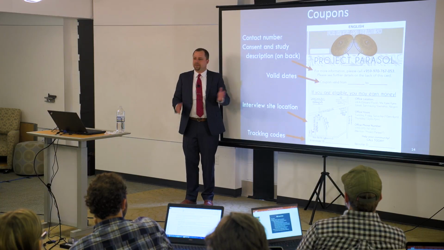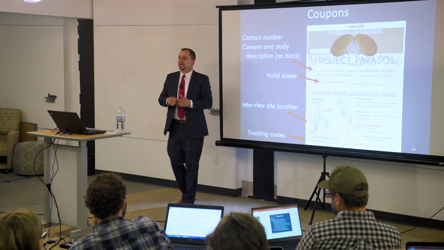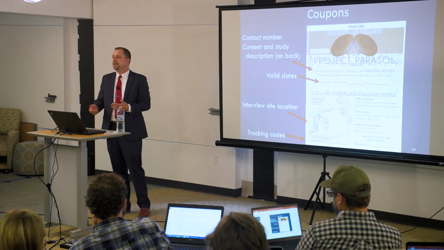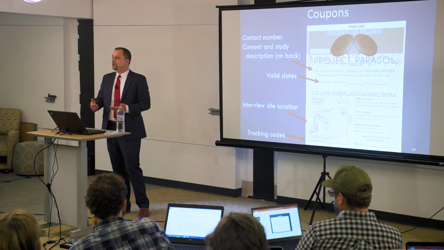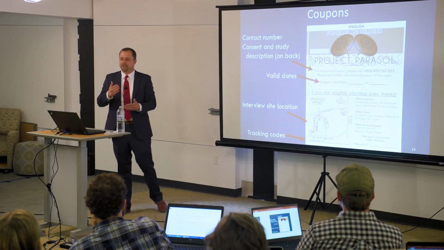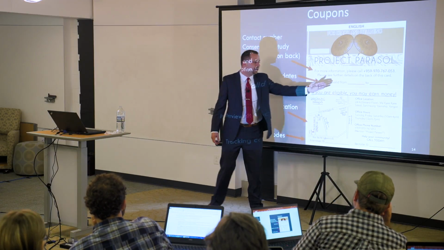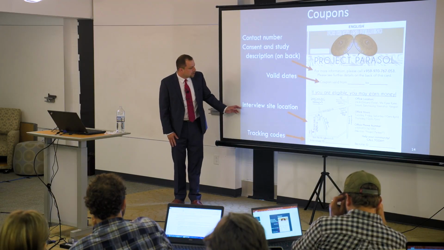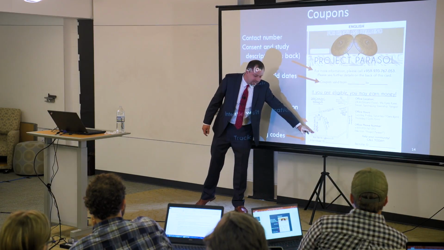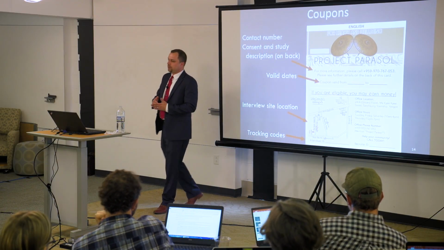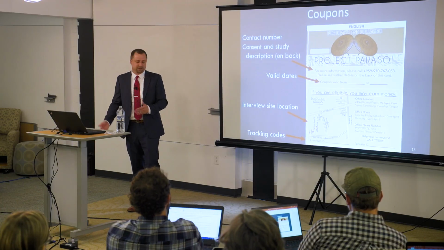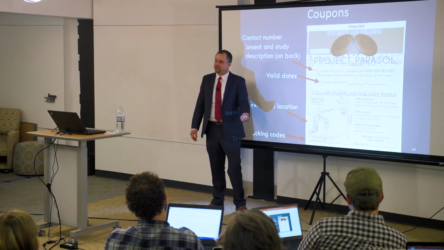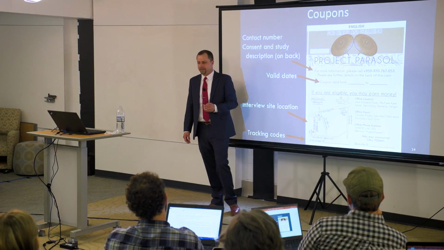Often RDS studies give a valid date for coupons so that they don't end up with the study closing down and then there's a bunch of coupons sitting in the field and people feel like they should have been able to redeem them and they couldn't. So you often give a valid date so it's clear to the participants when the study would end. You often want to give an actual location of the interview site so that respondents will know where to go to participate. And then lastly, this tracking code, so you know who you initially gave it to and then who ended up redeeming it.